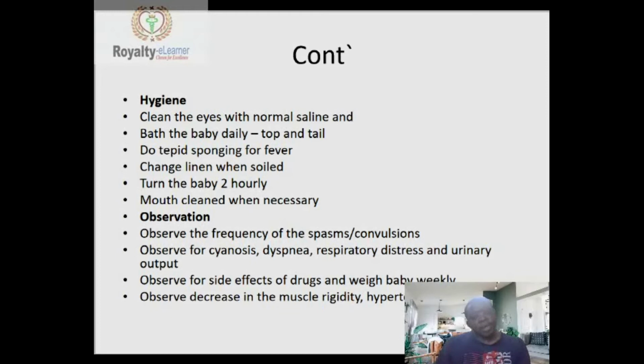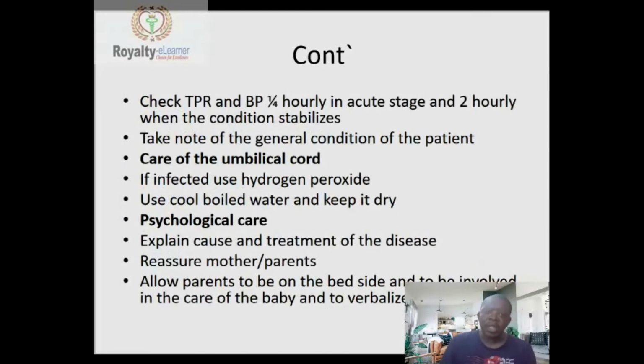Let us now look at observations. Observe the frequency of the spasms or convulsions, and observe for cyanosis, dyspnea, respiratory distress, and urinary output. You can observe for side effects of drugs and weigh the baby weekly. Observe for increase in muscle rigidity and hypertensive reactions, and check vitals hourly in the acute stage and 2 hourly when the condition stabilizes. It's also important that you take note of the general condition of the patient.